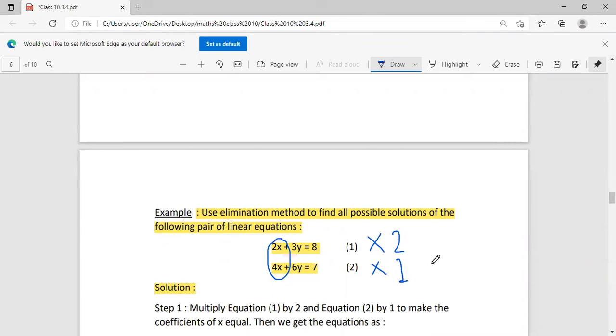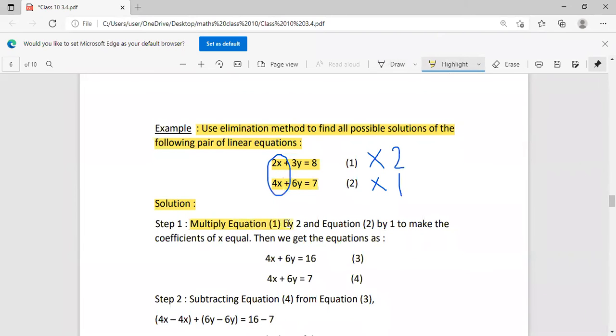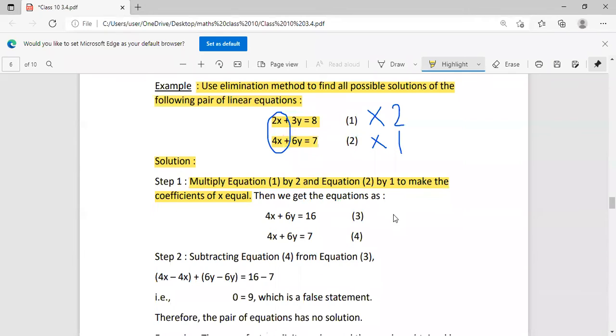Do you understand why we are doing so? In order to get the variable same. We want to remove the variable x. So we are multiplying equation 1 by the number 2 and equation 2 by the number 1 to make the coefficients of x equal so that we can remove the variable x. Now we got the equations 4x plus 6y is equal to 16, that is equation 3, and 4x plus 6y is equal to 7, that is equation 4.